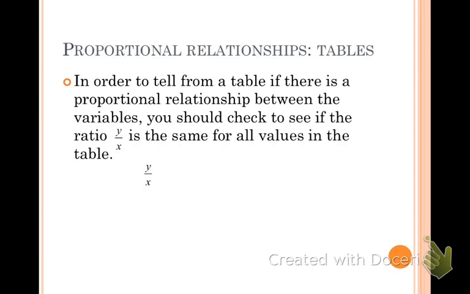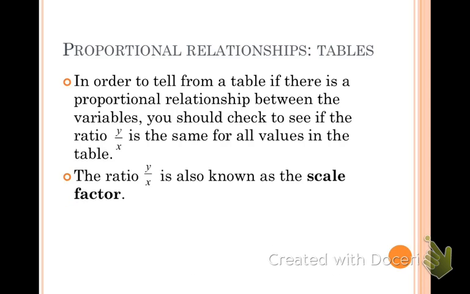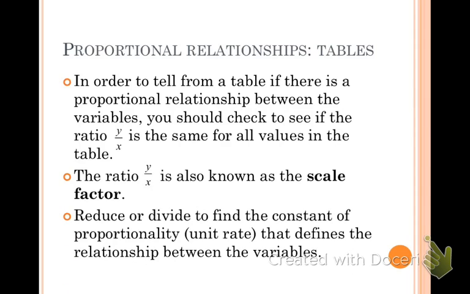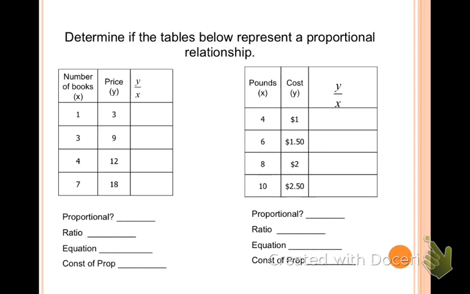In order to tell from a table if there is a proportional relationship between variables, you should check to see that the ratio is the same for all values. Now, we did this yesterday, so this was the first thing we started doing. The ratio y to x is also known as a scale factor. You reduce or divide to find the constant of proportionality, which is also known as the unit rate, that defines the relationship between the variables. So looking at these tables, we're going to decide if it's a proportional relationship.